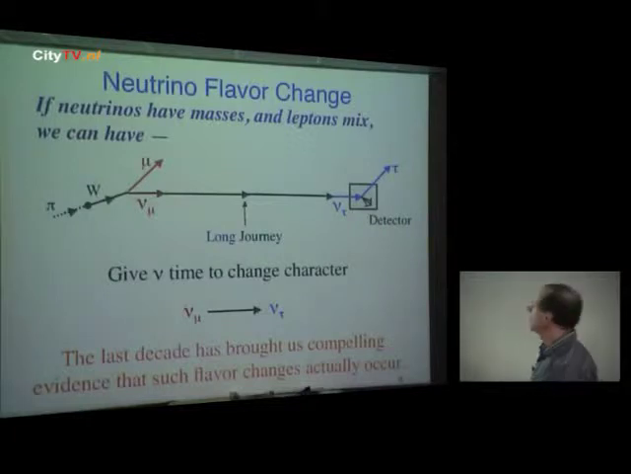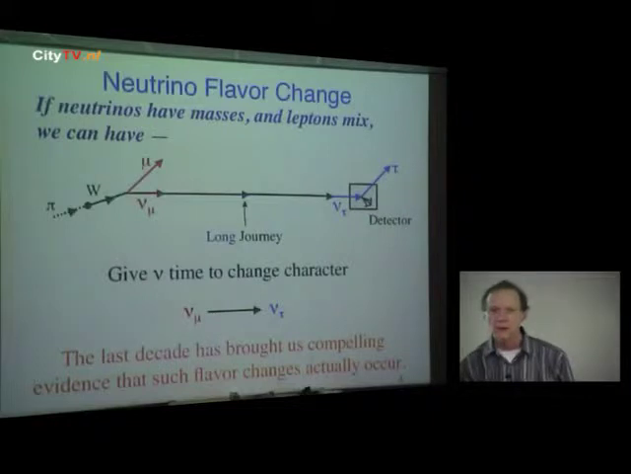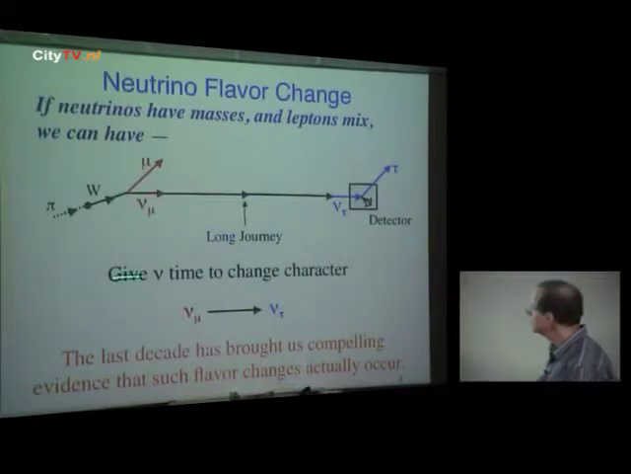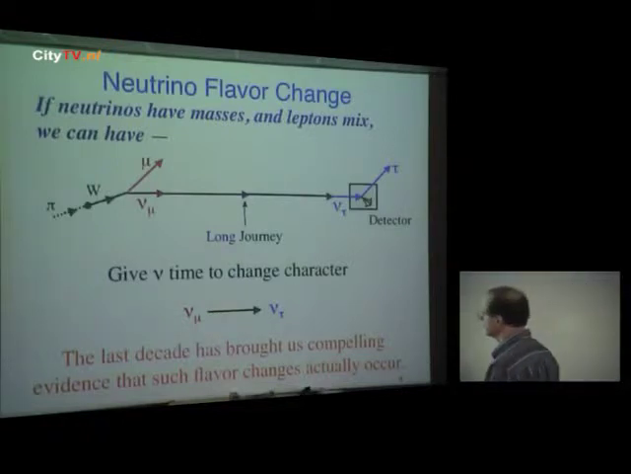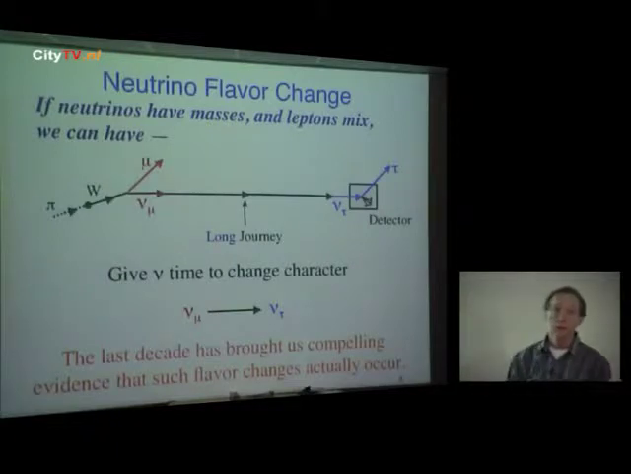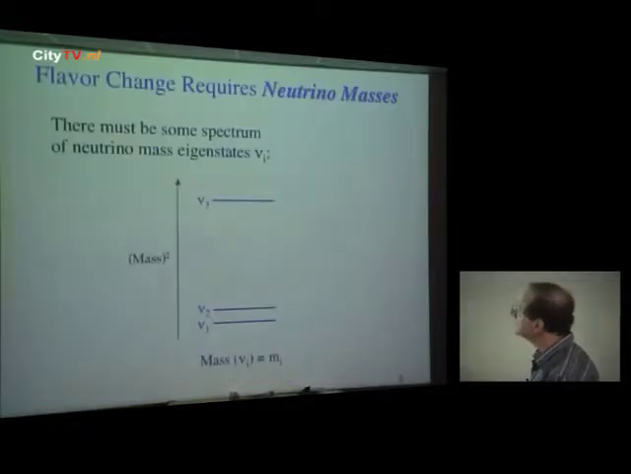Now, since it is only tau neutrinos that make taus, what that means is that during this journey, the muon neutrino has changed into a tau neutrino like this, and this is the phenomenon which, for reasons that will become obvious, is called neutrino oscillation. It is the change of neutrino flavor. And the last decade has brought us really very convincing evidence that such flavor changes do occur. As we'll see, these flavor changes require non-zero neutrino masses.